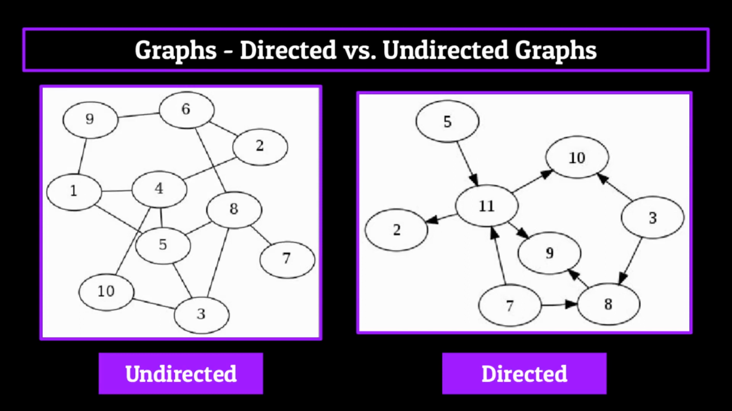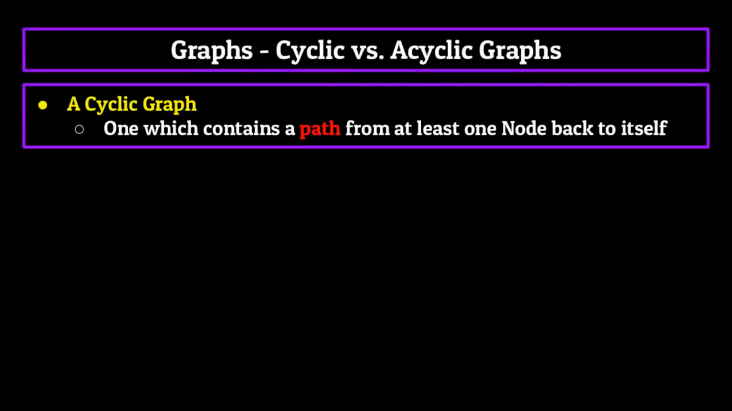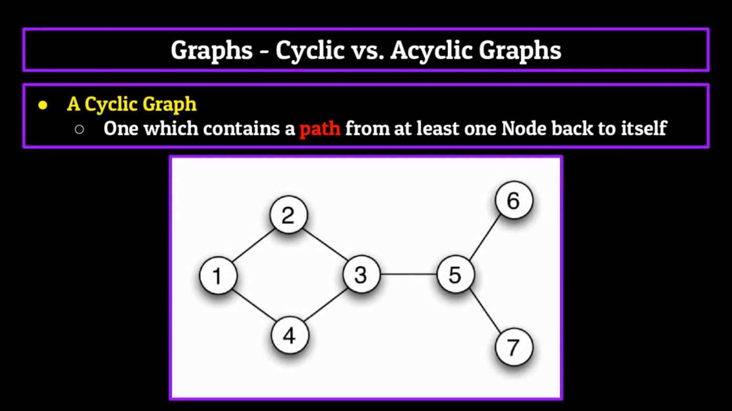Just like the next type of property a graph can be classified as, either cyclic or acyclic. A cyclic graph is one which contains a path from at least one node back to itself. So you can see by the example on your screen now that the 4 node leads to the 3 node, which leads to the 2 node, which leads to the 1 node, which finally leads back to the 4 node, forming a cycle. Essentially, we're able to follow at least one path that eventually leads back to our starting point.